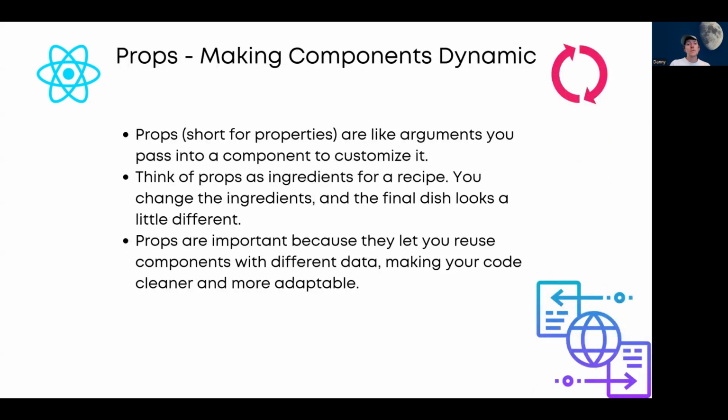Props, short for properties, are like arguments you can pass into a component to customize it. Think of props as ingredients for a recipe. You change the ingredients and the final dish looks a little different. Props are important because they let you reuse components with different data, making your code cleaner and more adaptable.